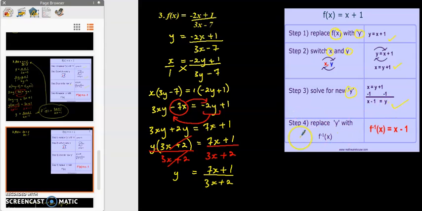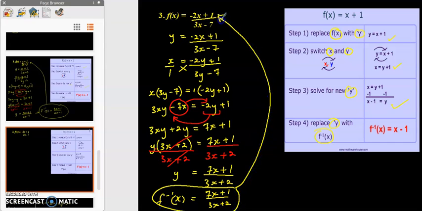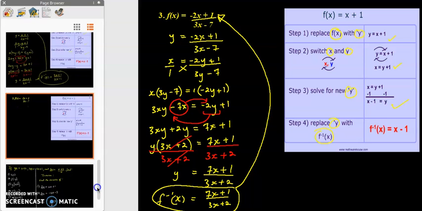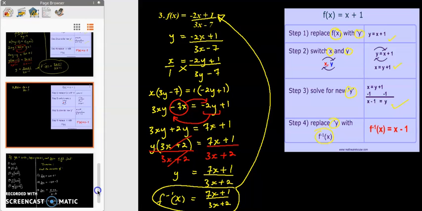Achieved. Step 4 now simply says we should replace y with f inverse of x. So f inverse of x is equal to 7x plus 1 over 3x plus 2. So all of this right here is the inverse of this original function. And it's that straightforward. So you can move through all the videos and just solidify your understanding with this.